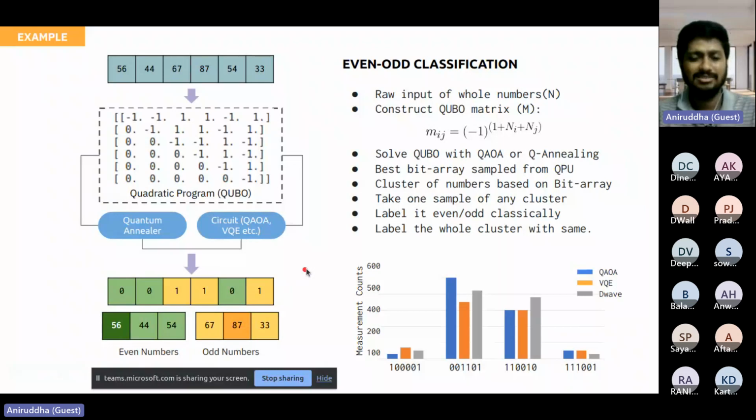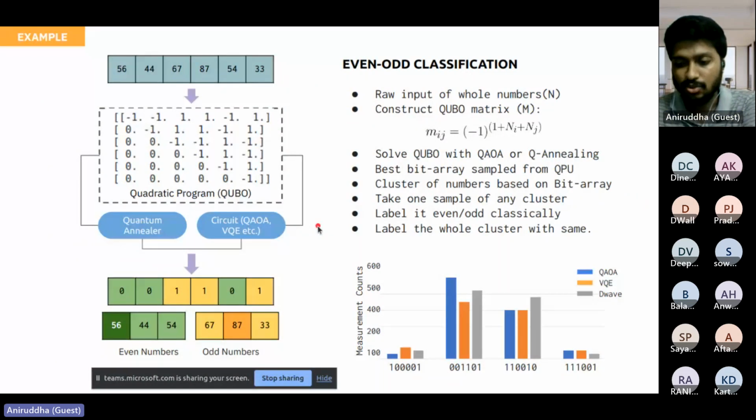Now you have to do at least a very simple test. Take one element from any of these groups and test by a classical method whether it is even or odd by dividing it by 2. If one sample of any group is odd, the whole group is odd, and the same is for the evens as well. So this is how you can design a binary classifier using a quantum optimization approach.